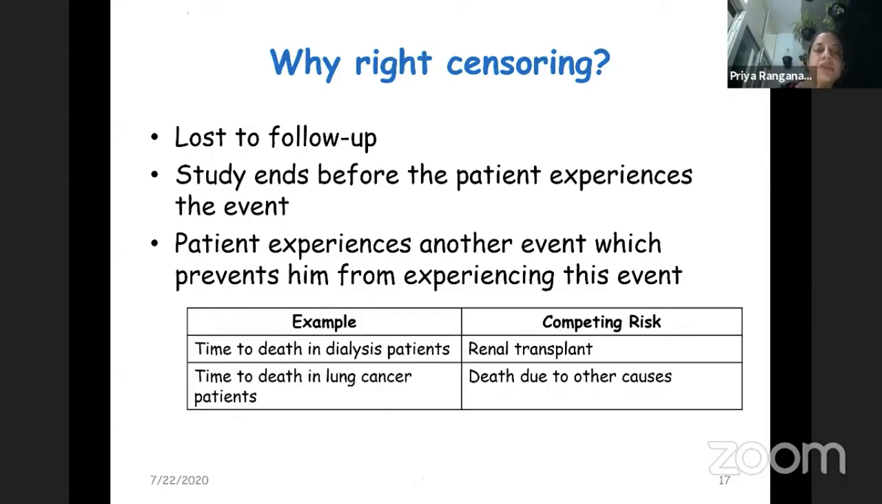For example, if you're looking at time to death in dialysis patients, and the patient goes and has a renal transplant, this is something called a competing risk, because now the transplant has changed his dynamics. He no longer needs dialysis. If you're looking at time to death in lung cancer patients, which is cancer-specific mortality, and the patient dies in a road traffic accident, now he has had another event which prevents him from having a recurrence of lung cancer or dying of lung cancer. So these kinds of events will get right censored.